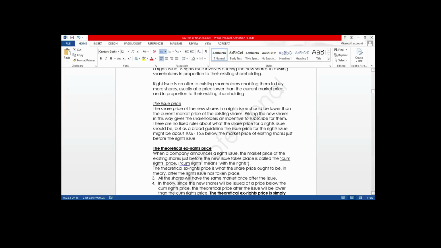A company can say, I want to do public offer. At the same time, I'm going to do rights issue. Zenith Bank did it. Sometime in March, I'm not sure, Zenith Bank did public offer and, at the same time, rights issue. Both methods were used simultaneously so as to raise finance.